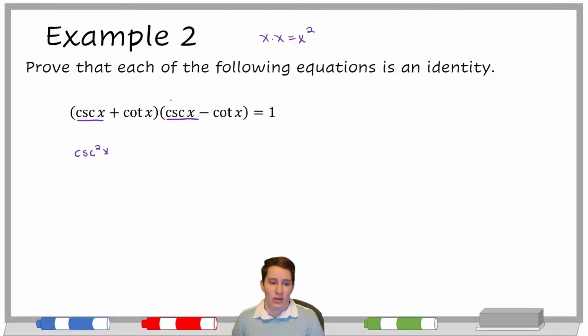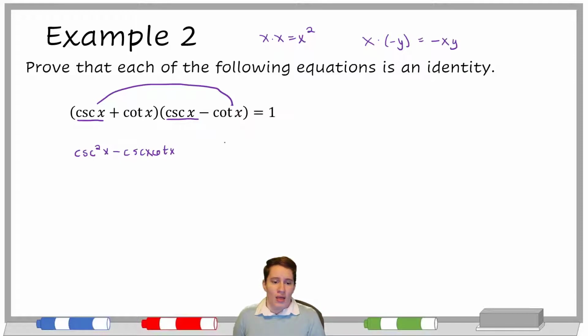That's first. Then we're going to do our outer terms. Cosecant x times minus cotangent x is minus cosecant x cotangent x. That's the same as doing x times negative y, right? That gives us negative xy. Then we've got inner, so cotangent x times cosecant x again. Those just are going to go next to each other. And then we've got last, so cotangent x times negative cotangent x, which would be negative cotangent squared x.